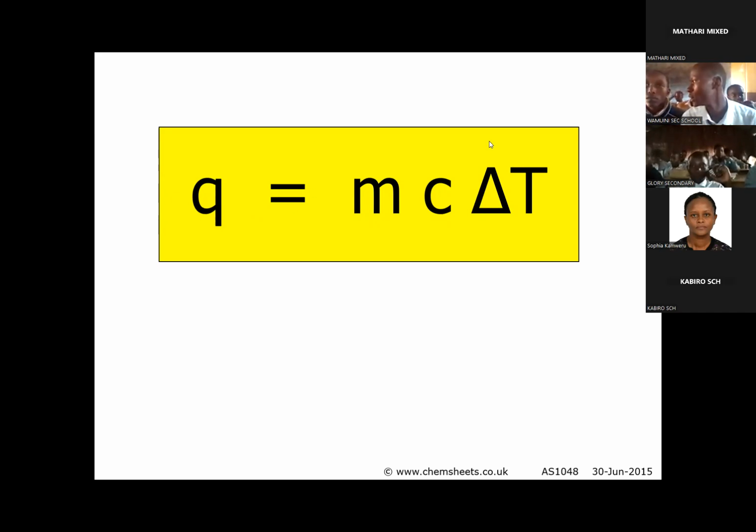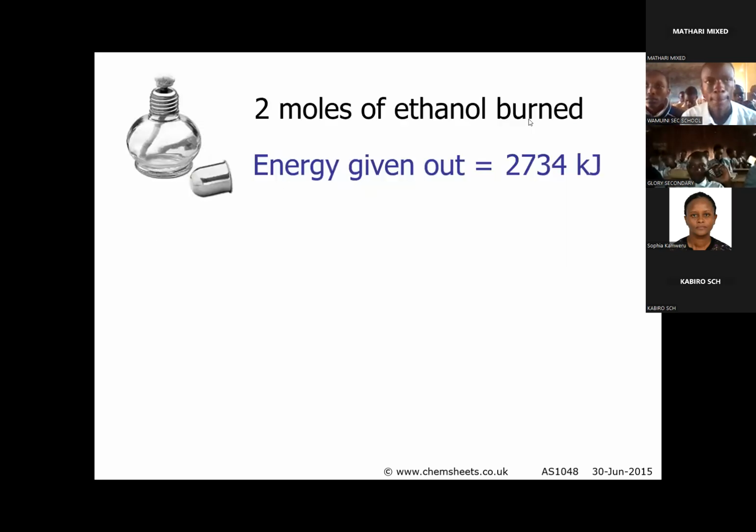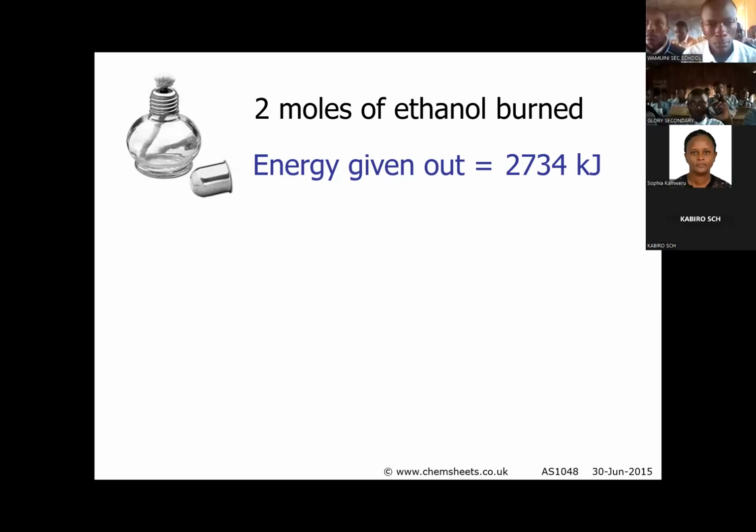But in chemistry, we're interested in moles. So here is a little bit about moles. Now, I'm going to assume you understand what a mole is. So I'm just going to ask and make sure.